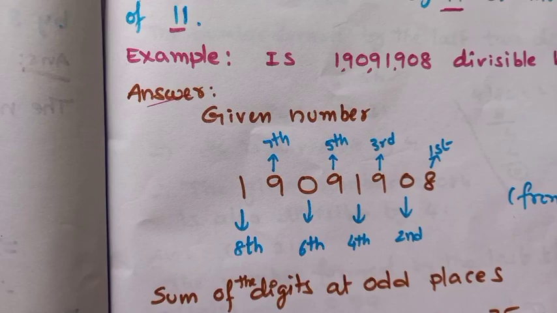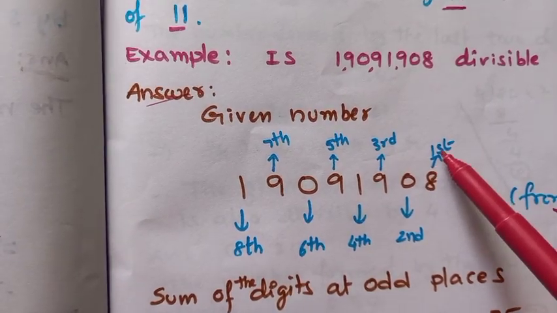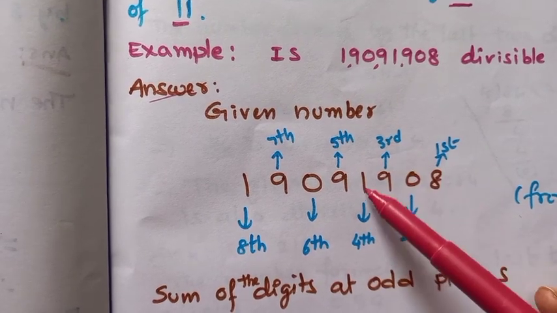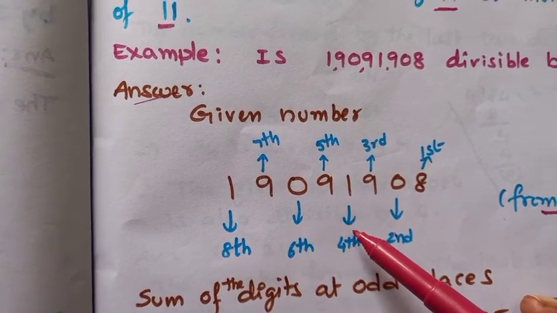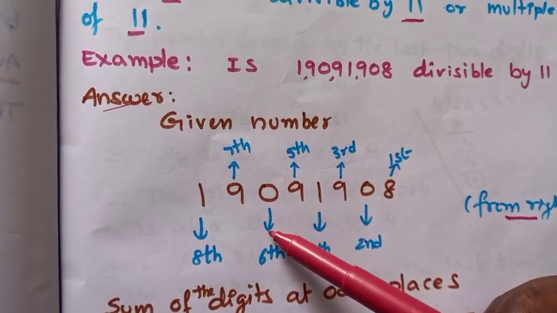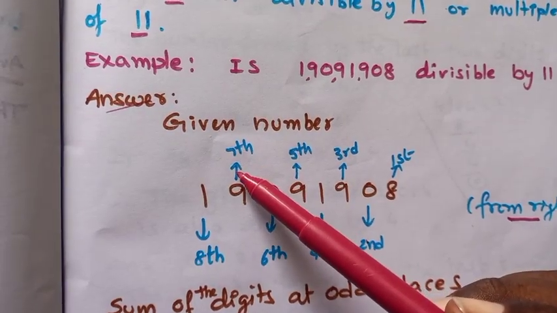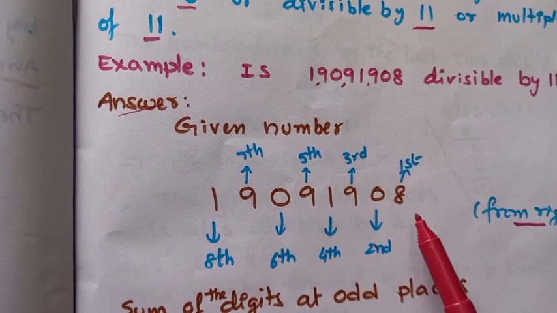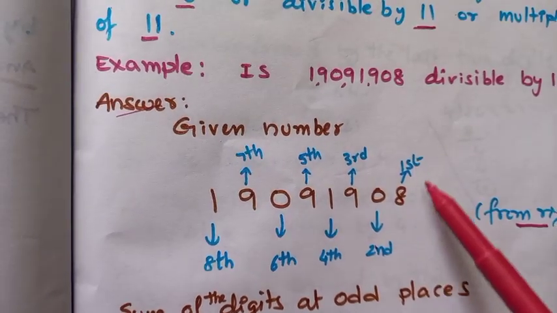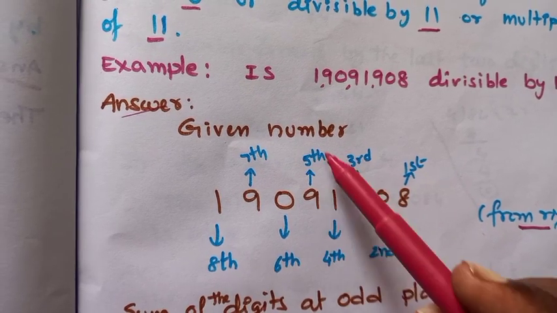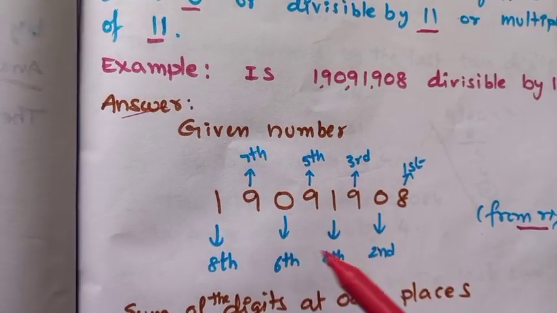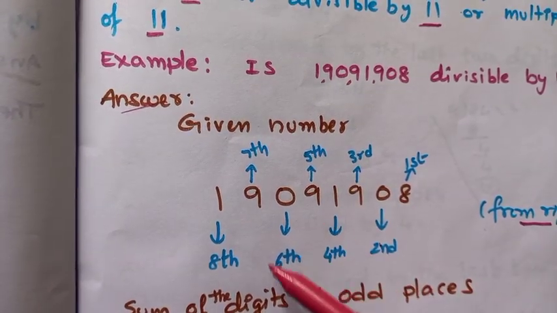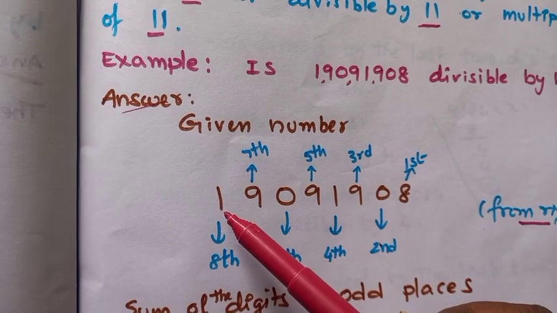From the right side, 8 is in the first place, 0 in the second place, 9 in the third place, 1 in the fourth place, 9 in the fifth place, 0 in the sixth place, 9 in the seventh place, and 1 in the eighth place. Here, the odd places are the 1st, 3rd, 5th and 7th places. The even places are the 2nd, 4th, 6th and 8th places.